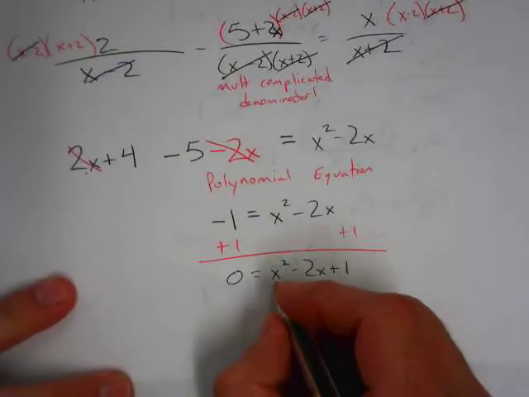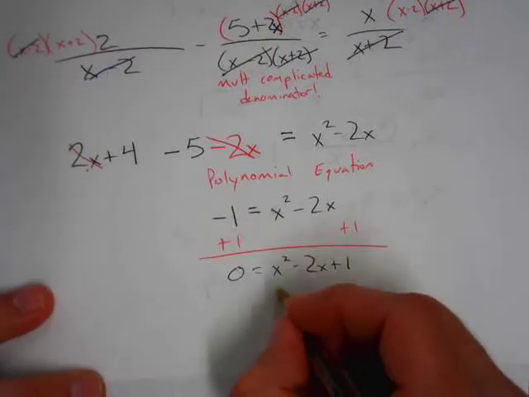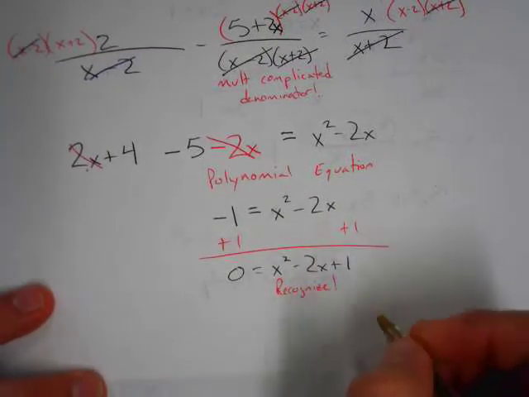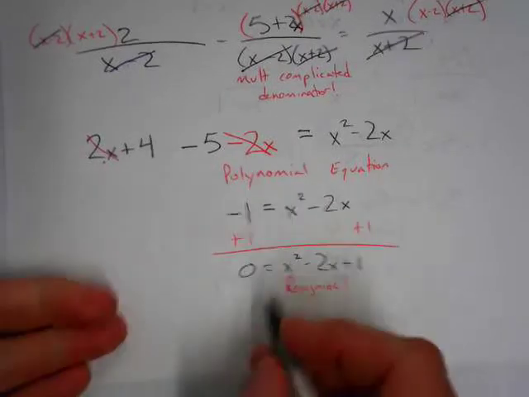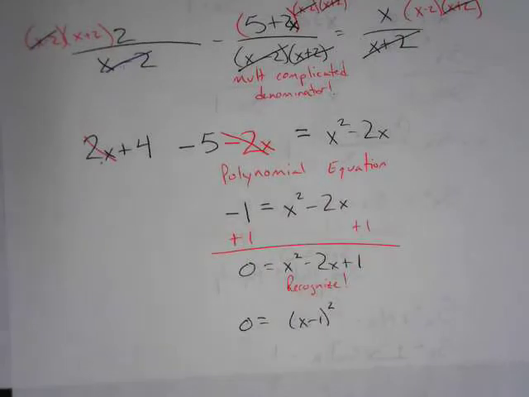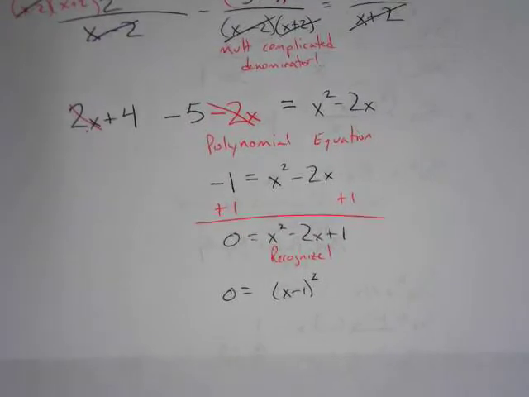So you can use factor by grouping. You can use the x factor method, or I'm hoping you recognize specials when they're looking you in the face. And this one's looking right at you. That is x minus 1 squared. So we recognize our perfect squares.